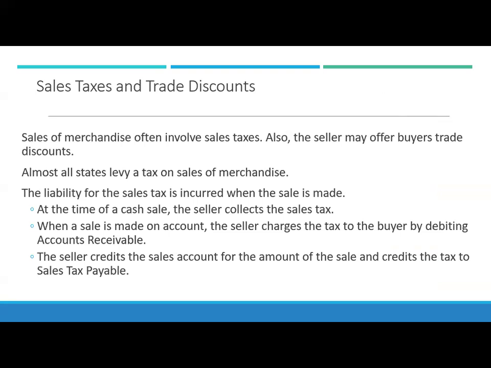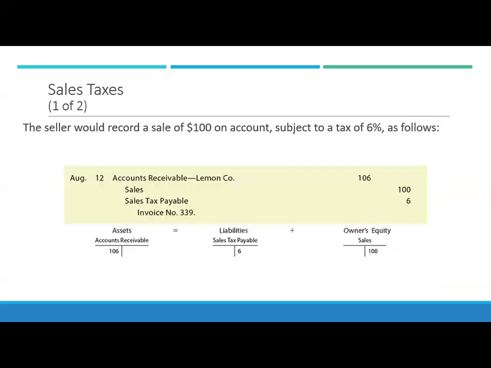Sale of merchandise often involves sales tax. When the sale is made on account, the seller just adds it to the invoice. For example, if sales tax is 6% and the sale is $100, it's a credit to sales $100, credit to sales tax payable for $6 because they owe that sales tax to the government. And then they add it to the accounts receivable, so debit accounts receivable $106.